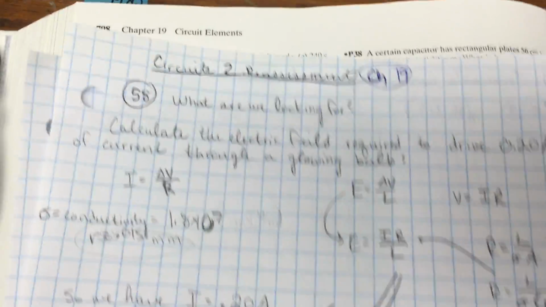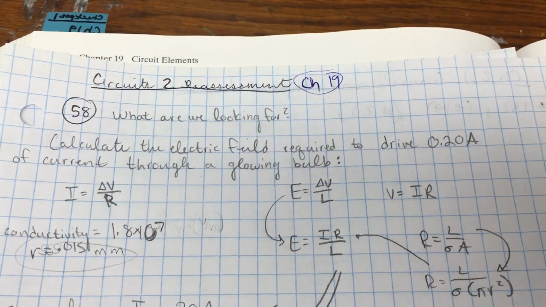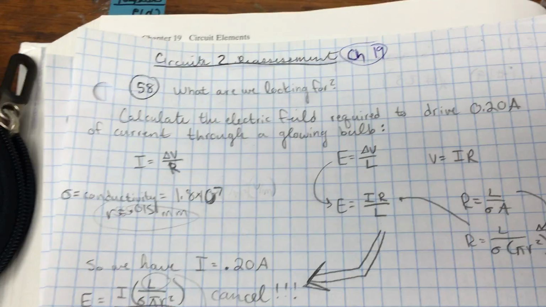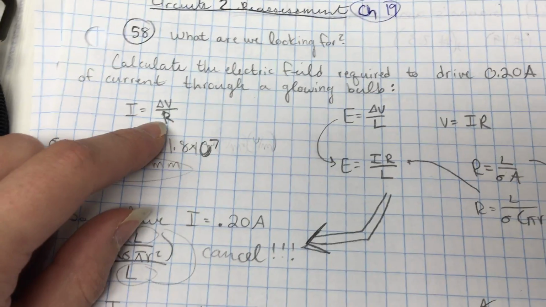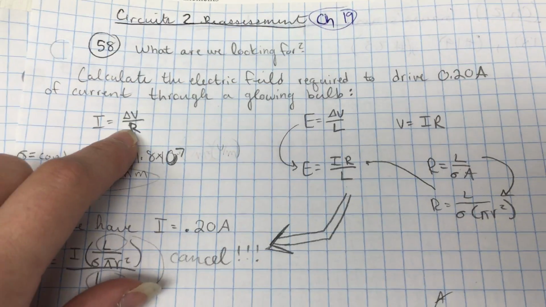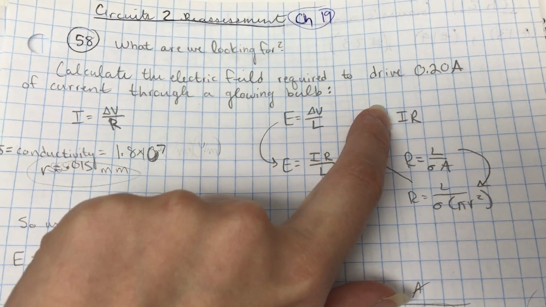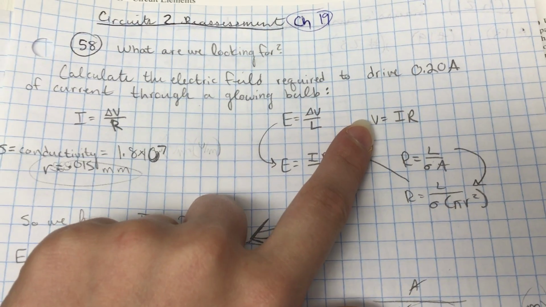So, what are we looking for, really? We're trying to calculate the electric field required to drive a certain current through a glowing bulb. I know that I is equal to delta V over R. I also know that E is equal to delta V over L, and V equals IR rearranged.